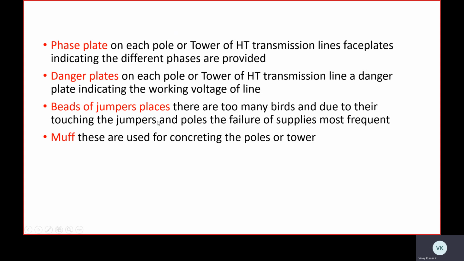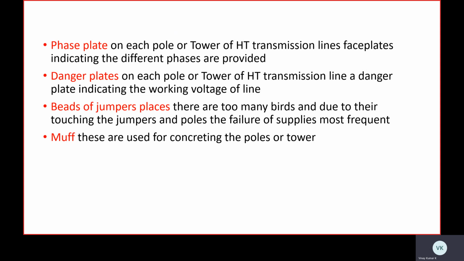Danger plates and bird guards for jumpers are mainly used where too many birds are present. Due to their touching the jumpers and poles, failures of the supply are most frequent. So whenever a large number of birds sit on the conducting wires, their touching the jumpers and poles causes frequent supply failures.